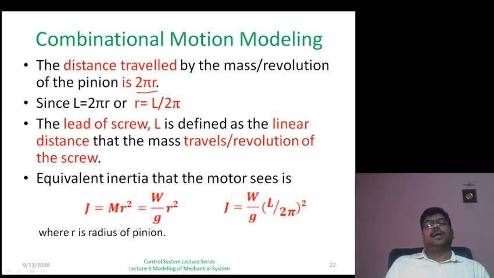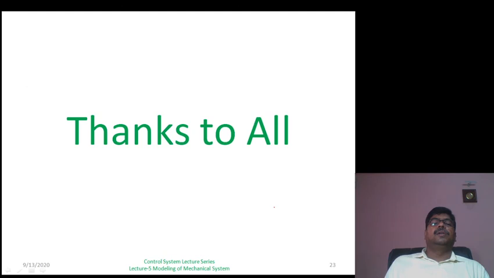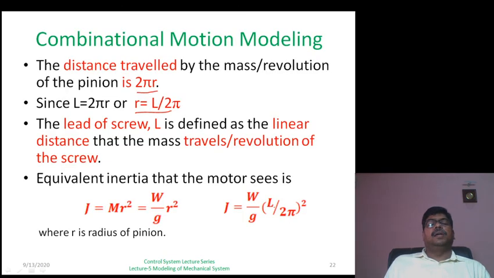So here you can see J is the moment of inertia. J equals W r squared by g. From this equation, r is L by 2 pi. So putting L by 2 pi in place of r, you get W over g times (L by 2 pi) whole squared. So this way it is the expression for the inertia in terms of the lead of the screw.